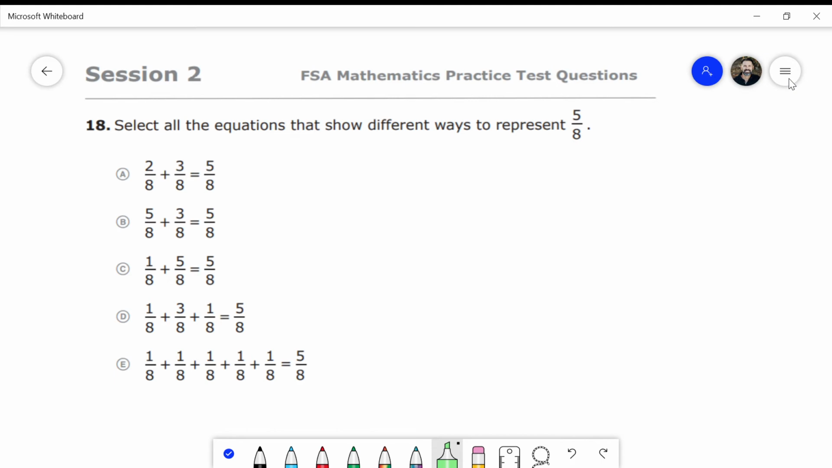You can find these questions by clicking on the link down in the description box, or you can just do a Google search and type in 4th grade FSA Math Practice Test questions. Okay, and so let's take a look at number 18.